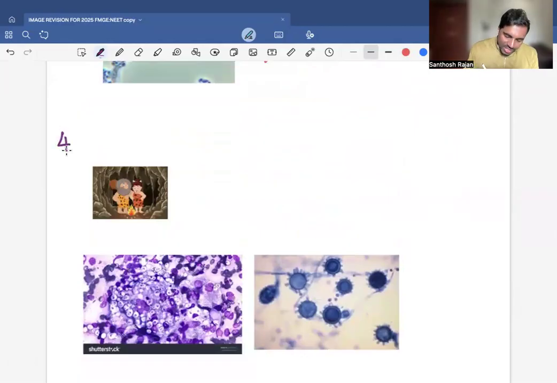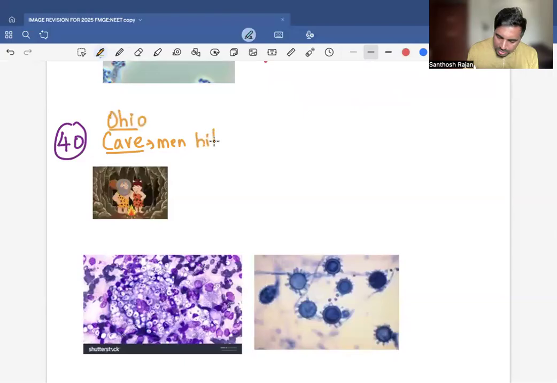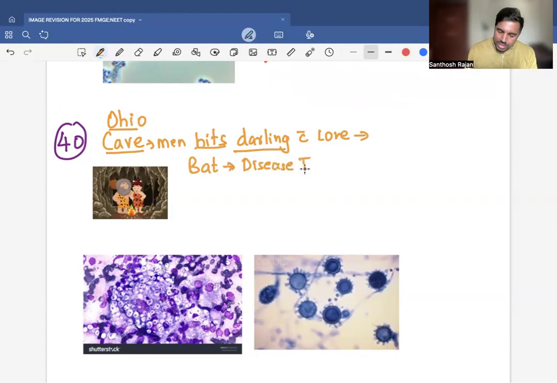Yes, this is another very important and easy one. You can see the picture. What happened in this picture? I will draw a small picture to remember. This is a cave. Inside the cave, the man is trying to take his girlfriend inside. This is the Ohio cave. The man hits his darling with love. But suddenly a bat entered and gave them the disease. TB-like disease. Caves disease. That's all. Everything has a clue here.